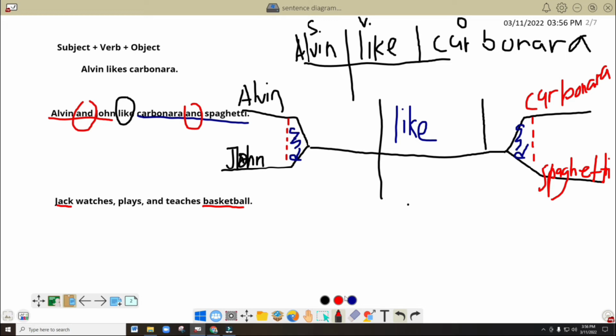Let's draw a line here and a line here. Then we will have a line in here. So that is the diagram, right? That's the pattern. So we'll write here, excuse me, Jack. And how about here? What are we going to write here? We'll write here basketball.